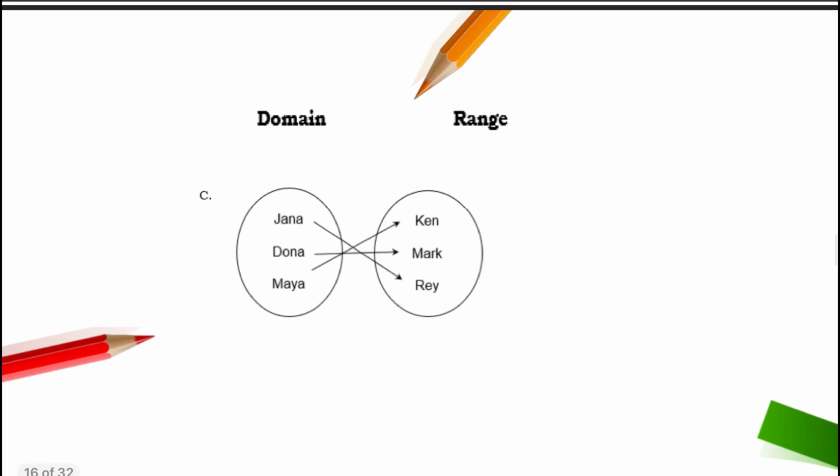Third example. The domains are Jana, Donna, and Maya, and the range are Ken, Mark, and Ray. Jana is paired to Ray. Donna is paired to Mark, and Maya is paired to Ken. Are the first element or domain repeated? No, right? They are all unique. So therefore, this mapping diagram is also a function.